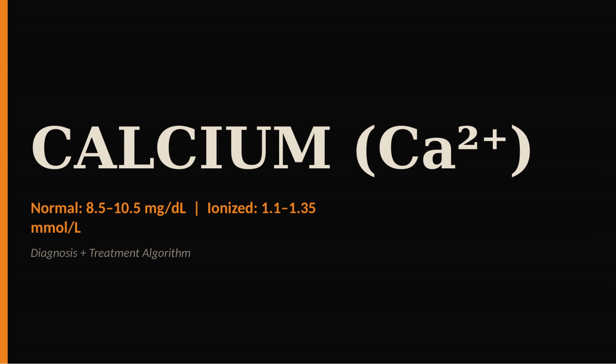Calcium. Total, 8.5 to 10.5. Ionized, 1.1 to 1.35. And that distinction, total versus ionized, is the entire theme of this section, because in critically ill patients, the total calcium will lie to you constantly. It's bound to albumin, shifted by pH, diluted by resuscitation. The ionized fraction is the biologically active one, the one your heart and your clotting cascade actually feel. When in doubt in the unit, measure ionized.